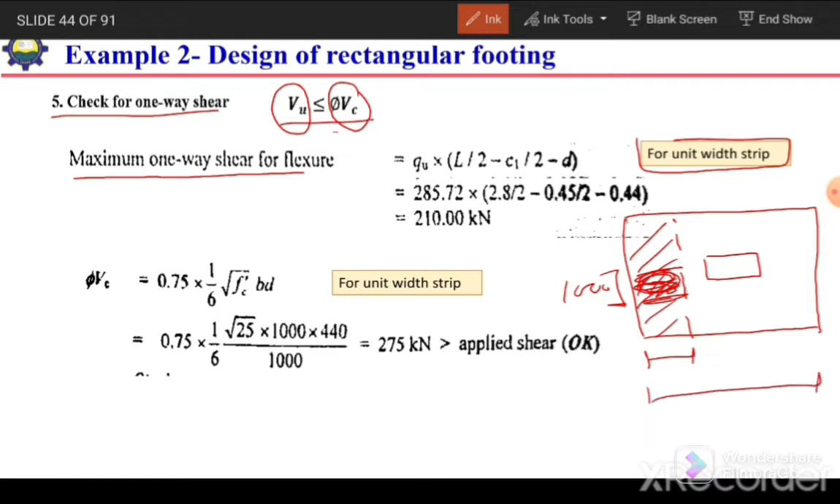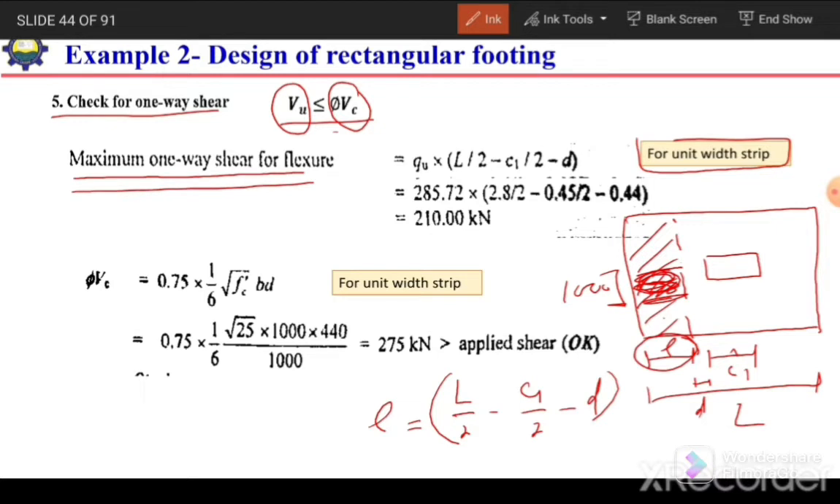So if this total is L, and this one is C1, and this much is D, then we can determine this span. For example, I call it small l. So l is equal to L by 2 minus C1 by 2 minus D. So it will give us this value l. This span multiplied by the pressure under this footing slab will give us the value of one-way applied shear for unit width.